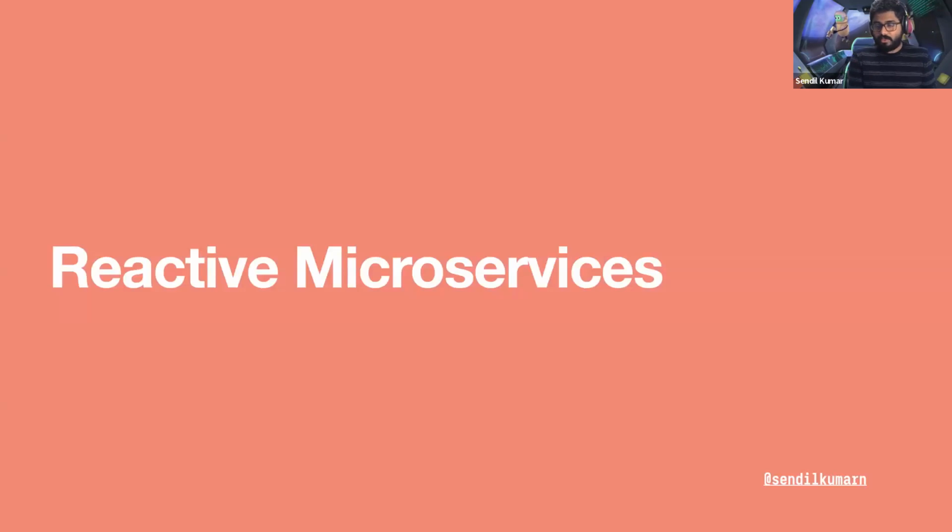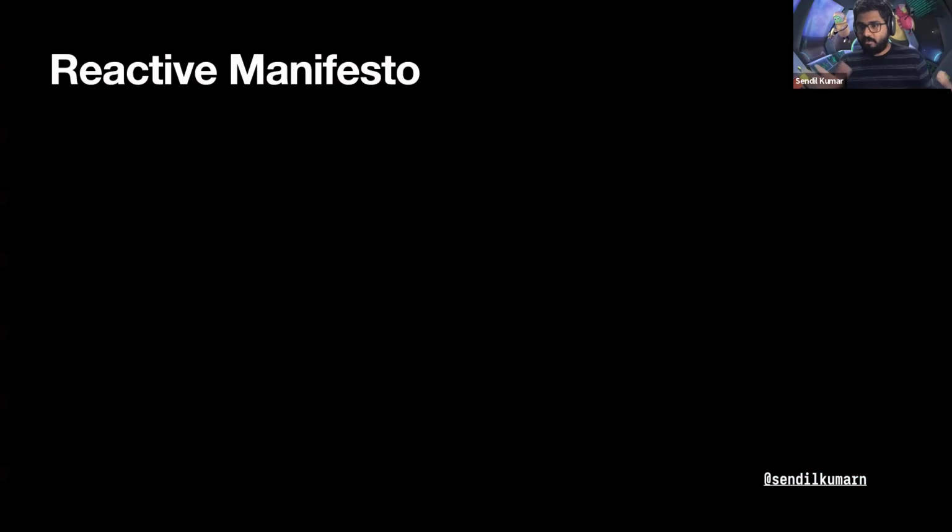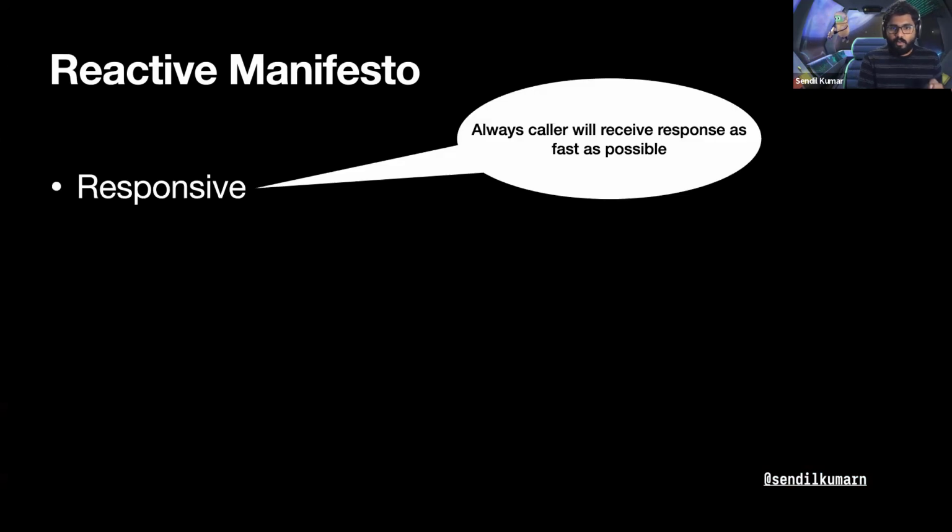That's where reactive microservices come into the picture. In the world of reactive microservices, the reactive part is based on the reactive manifesto. And here, the reactive manifesto says four important things. One is responsive. It basically says that anytime your caller issues a request, they should get back a response, and the response should be as fast as possible, which means you have to reduce the latency and make sure that the users are getting what they're asking for.